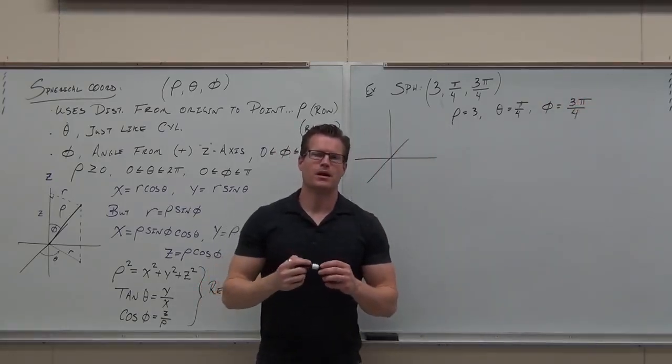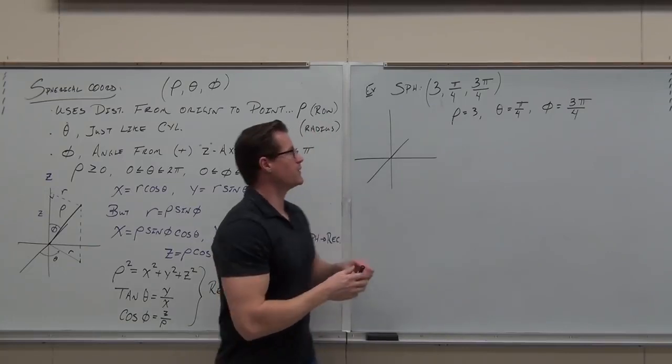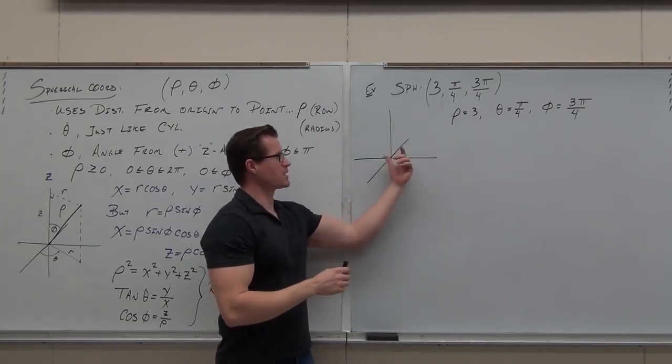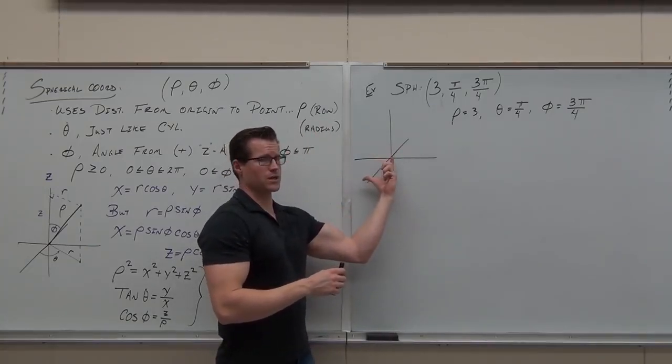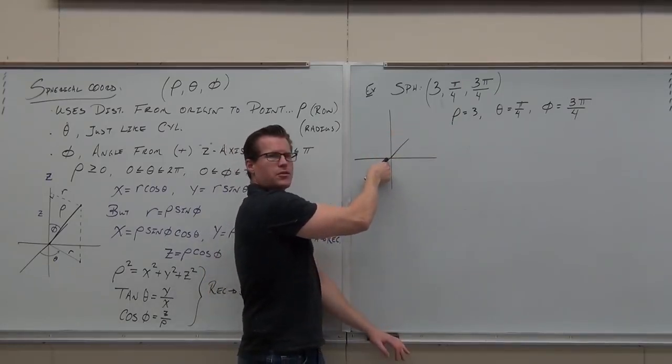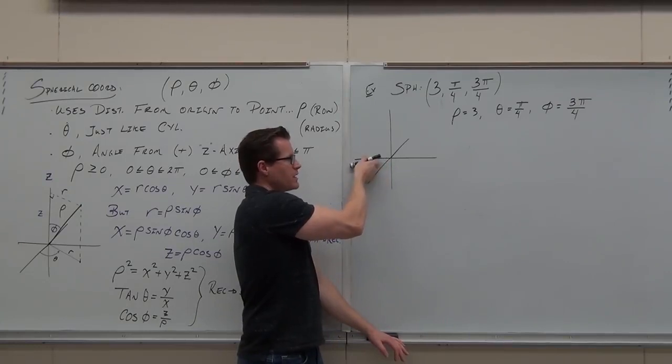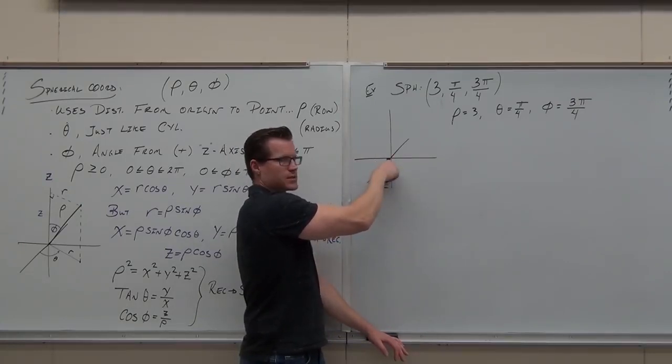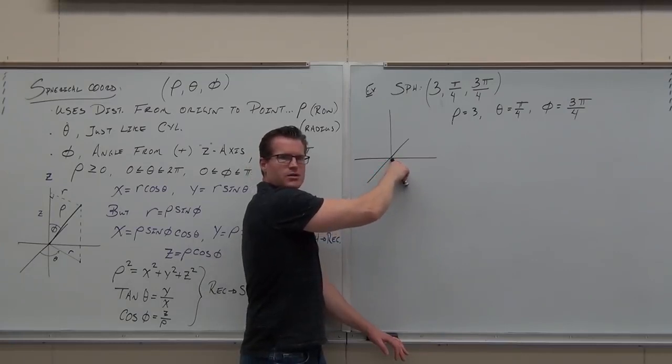Okay, check it out. I want you to visualize this. If your rho is 3, that means I'm coming out. I've got a radius of 3. So let's imagine it this way. What's the theta going to do? Is it going to move it this way, negative, or this way, positive? So it's going to put it right here. Do you guys see that? So that's in quadrant what?